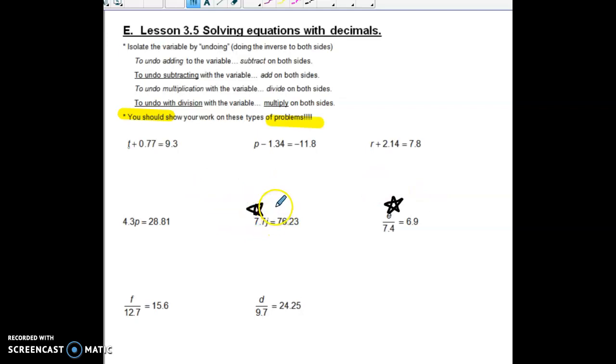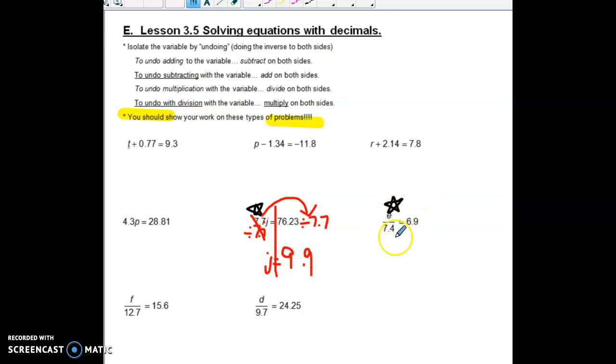stars here. So we have 7.7 times j. So if we want to solve this equation and do the inverse, we would divide by 7.7. And we do this on both sides to balance it. But no math is done on this left side. It's just over here. Then you pick up your calculator and you do 76.23 divided by 7.7. So you get 9.9. J equals 9.9.